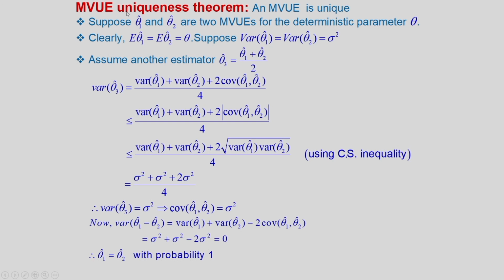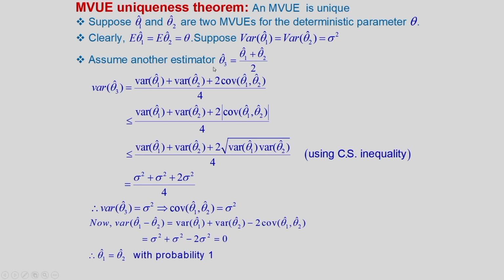We will prove one important theorem, that MVUE is unique. Suppose theta 1 hat and theta 2 hat are two MVUEs for the deterministic parameter theta. Clearly, E of theta 1 hat is equal to E of theta 2 hat is equal to theta because of unbiasedness. Suppose variance of theta 1 hat is equal to variance of theta 2 hat, that is equal to sigma square, because both have the same minimum variance. So, let that minimum variance be sigma square.